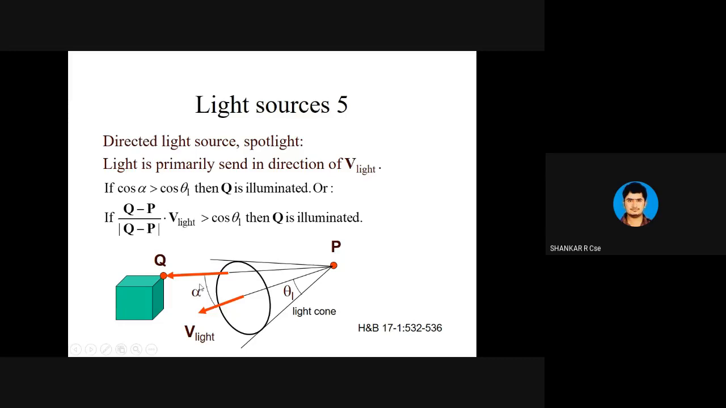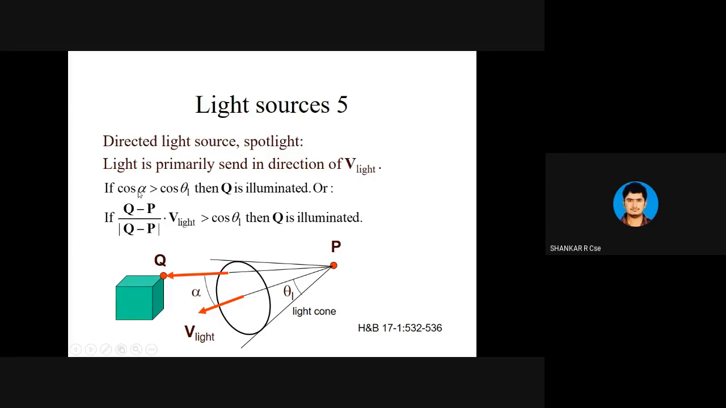Cos alpha should be greater than cos of θ1. You can see here, light is primarily sent in the direction of V light, and you want to know whether Q, that is this point, is illuminated or not. That means whether this Q is shown or not. So the formula is this angle should be more than this angle. Cosine of this alpha should be greater than cosine of theta. Then only you can see Q.